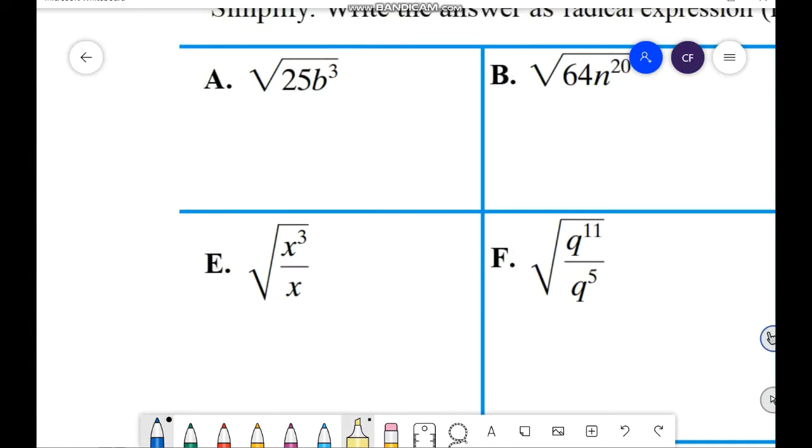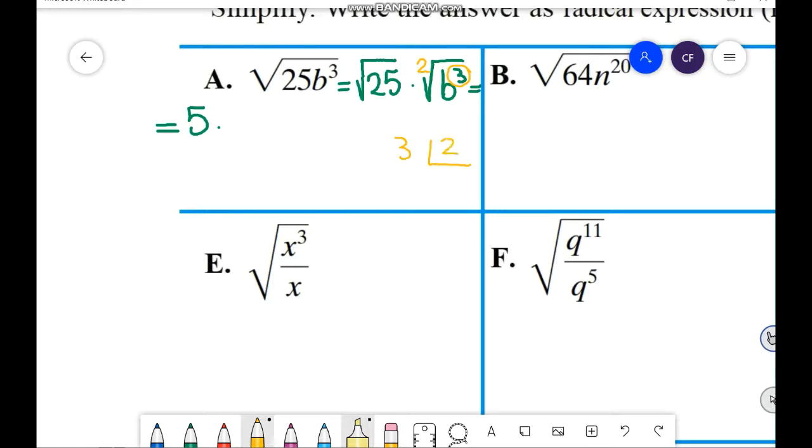For letter A, we can write this as the square root of 25, applying the multiplication property, times the square root of b cubed, right? Correct? But the square root of 25 is 5. And what about the square root of b cubed? Remember how to work this? Well, you're going to divide 3 by the index 2. So divide 3 by 2.